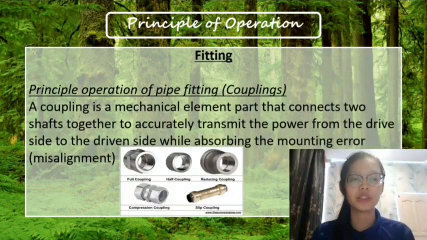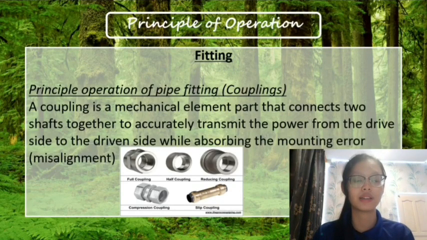There are many principal operations for pipe fittings. One of them is couplings. Principal operation of pipe fittings for coupling: a coupling is a mechanical element that connects two shafts together to accurately transmit the power from the drive side to the driven side while resolving the mounting error.